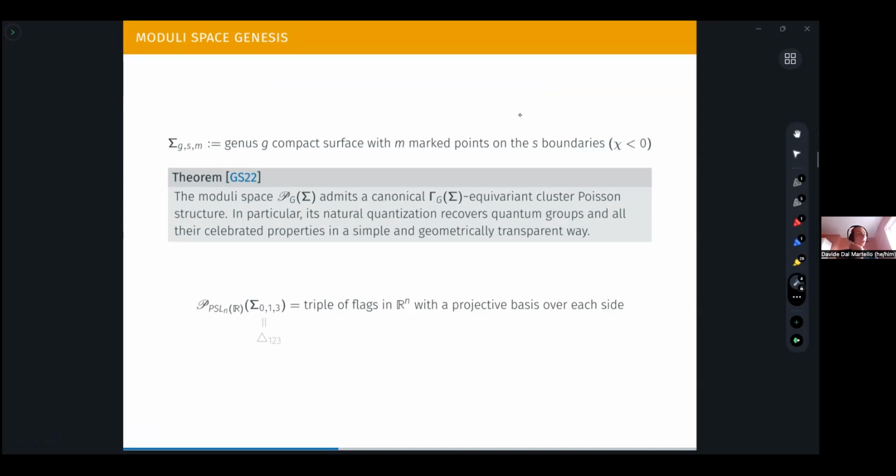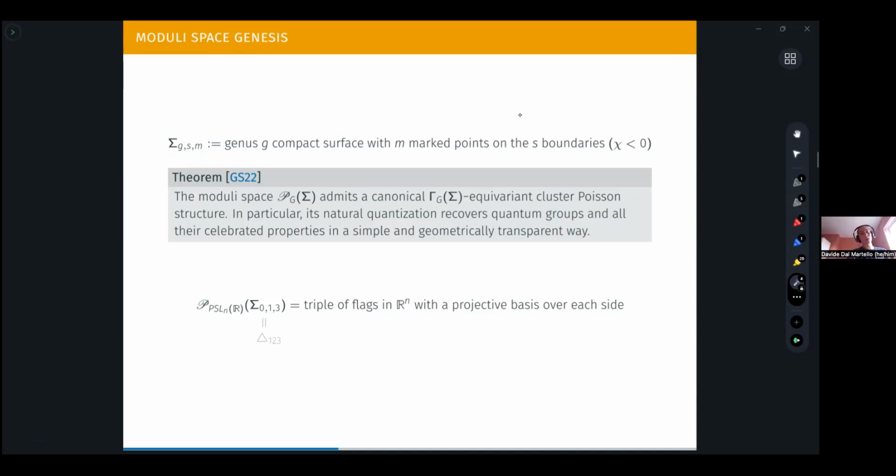So higher Teichmüller theory is a very geometric theory. I'm going to move a little bit slow here to give you a flavor of how this kind of geometric construction works, and also to start moving slowly from geometry to quantum algebra. As you might expect, the starting datum is indeed a geometric object.